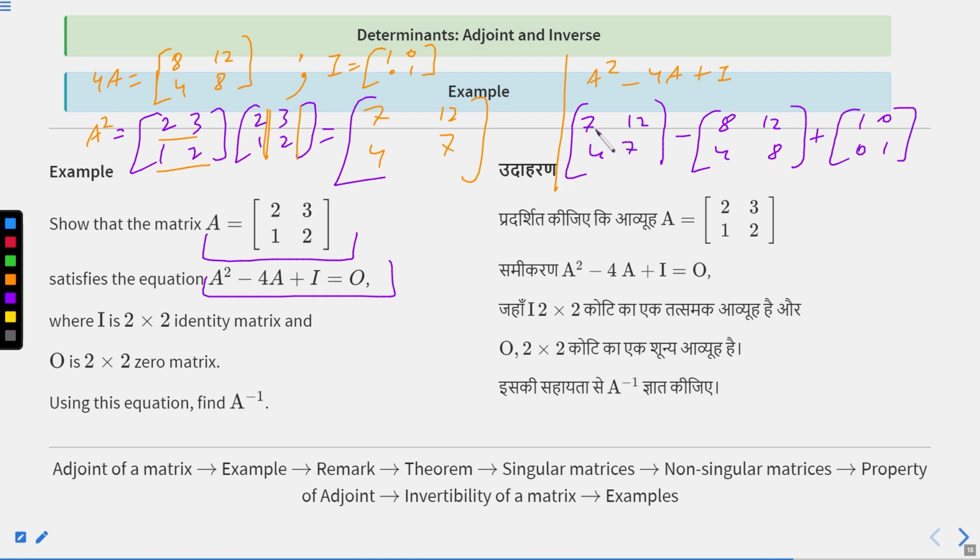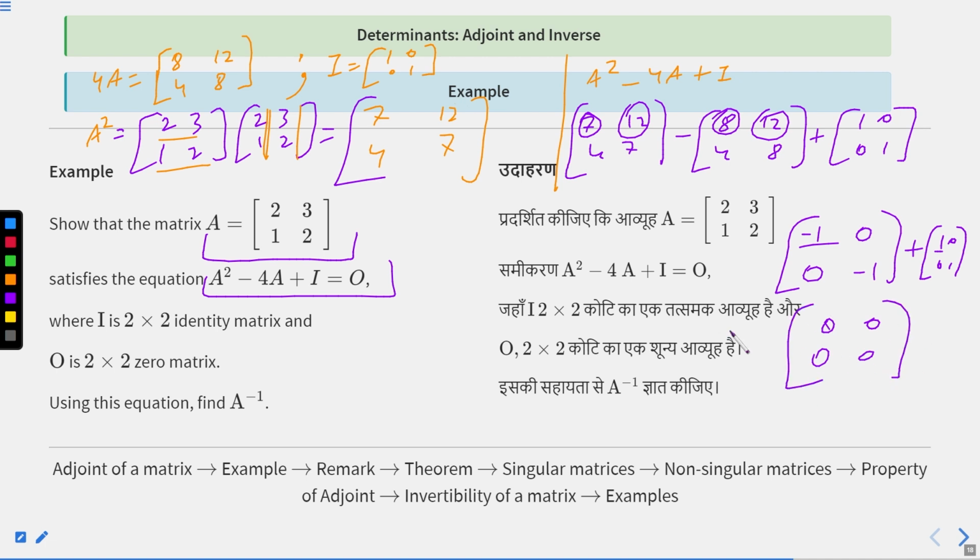So 7 minus 8 will give you minus 1. 12 minus 12 will be 0. 4 minus 4 will be 0. 7 minus 8 will be minus 1. So this plus 1, 0, 0, 1. Now add these entries. So minus 1 plus 1 will give you 0, 0, 0, 0. So you got your zero matrix.